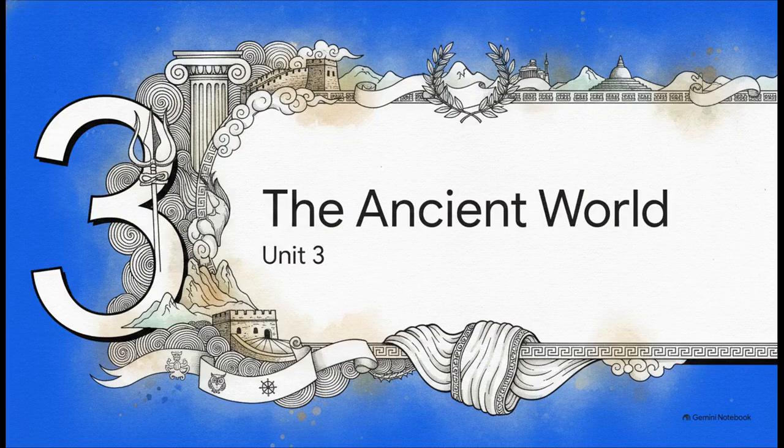Next up, we step into Unit 3, the classical ancient world. We're now exploring these massive societal shifts that stretched all the way across Greece, India, and China.